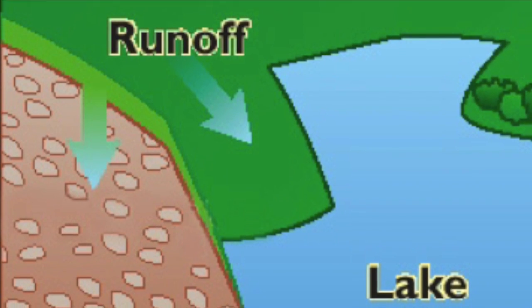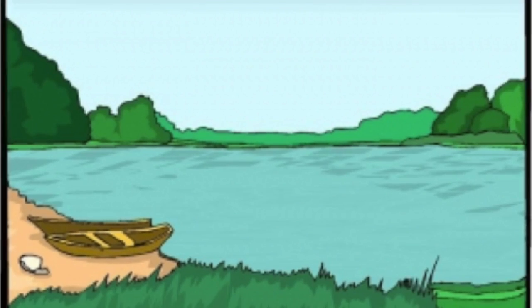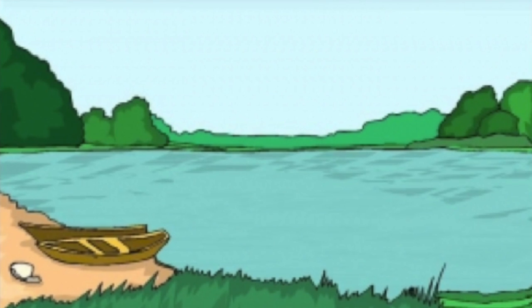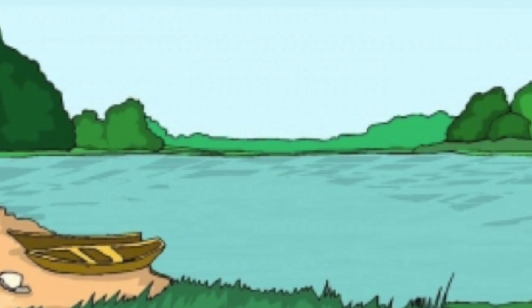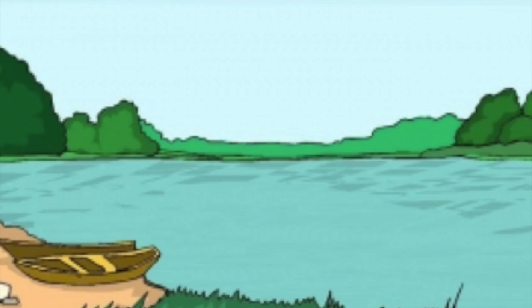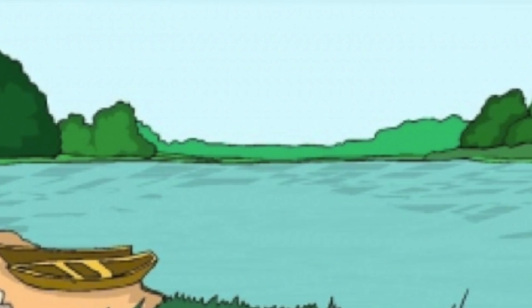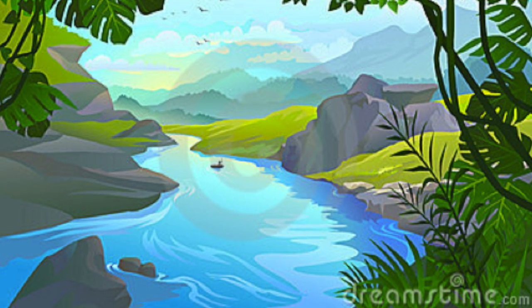Runoff makes its way from ground surfaces into places where water collects, such as lakes, rivers, streams, and ultimately the ocean. Even the smallest streams are connected to large rivers that carry billions of gallons of water into our oceans.